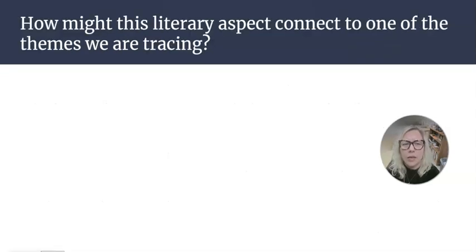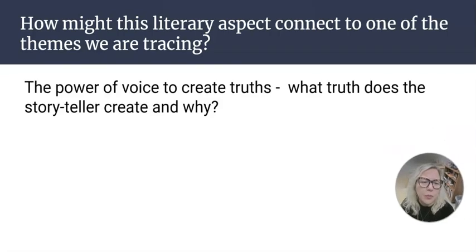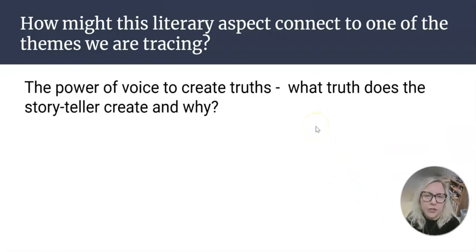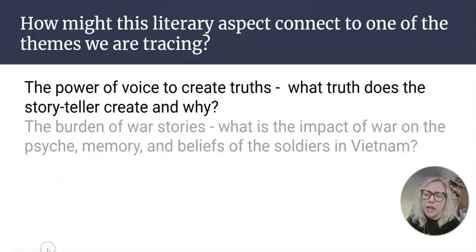How about connection to the themes? Well, the first one's pretty obvious, right? The power of voice to create truths. The storyteller has the ultimate power. The narrator has the ultimate power because they are making up everything, right? And that's being told. And now, of course, if you take it one more level, it's the author who has the ultimate power, right? They are choosing the narrator and what that narrator is going to tell us. But I think what you need to do to determine the point that O'Brien is making is to ask this question: what truth does the storyteller create and why?